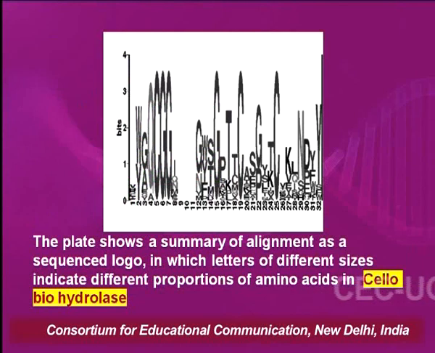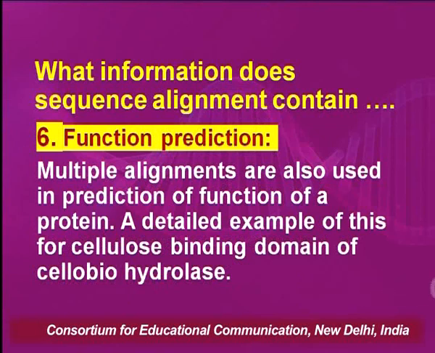It's just a small cartoon which has been derived based on the different proportions of different amino acids in this cellobiohydrolase enzyme. Another thing which we can know by multiple sequence alignment study is that it is also used in prediction of function of a protein. Again, we will be discussing this in detail with the help of the cellulose binding domain. Like I gave you the example just now, we could know the cellulose binding domain of cellobiohydrolase enzyme by studying the multiple sequence alignment and predicting the 3D structure.